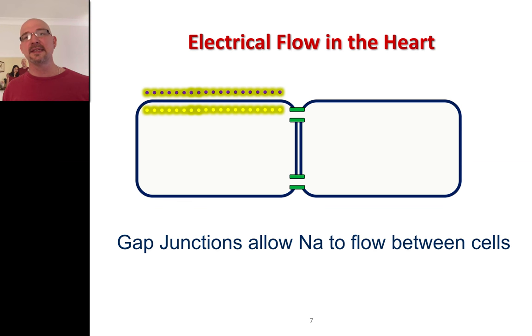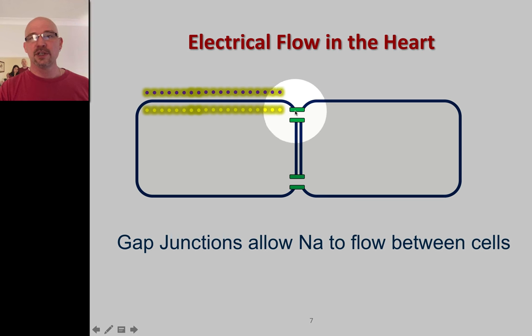Once it hits the end of the cell, it's just going to stop unless there's a way to continue that electrical flow from one cell to another cell. Unfortunately, there is. Otherwise, we'd all be dead. And the way that happens is by something called a gap junction. So there's a junction between the gap of these two cells. And this gap junction sits here and allows for sodium to travel through.